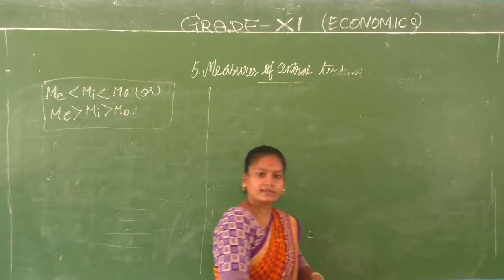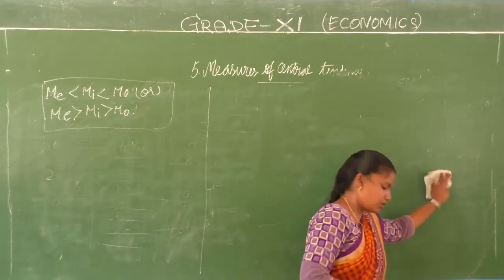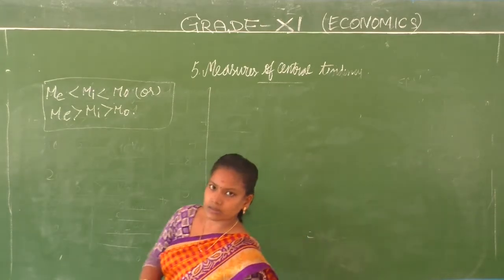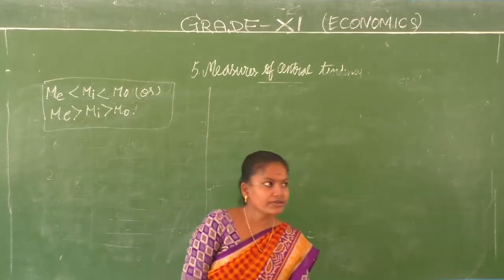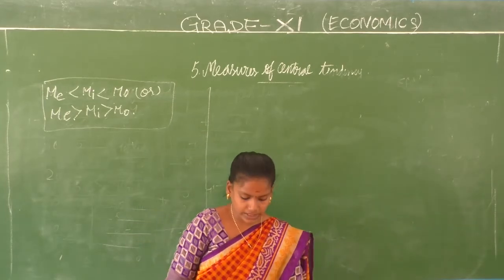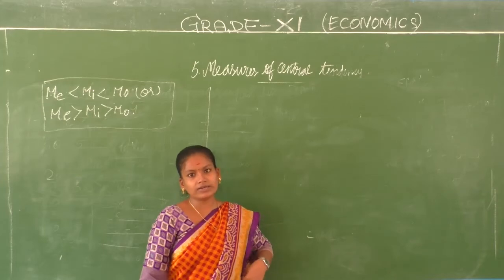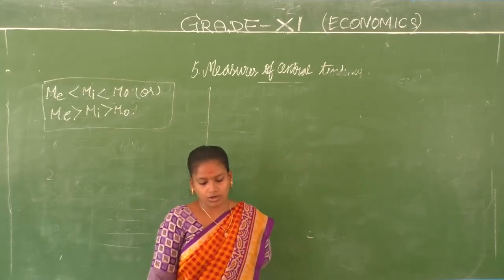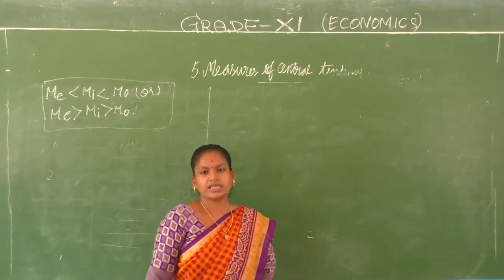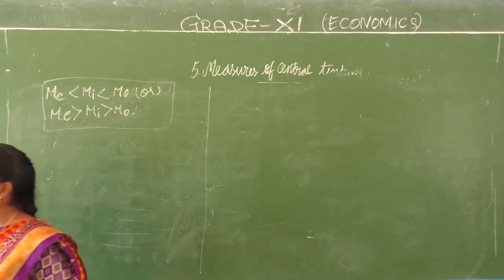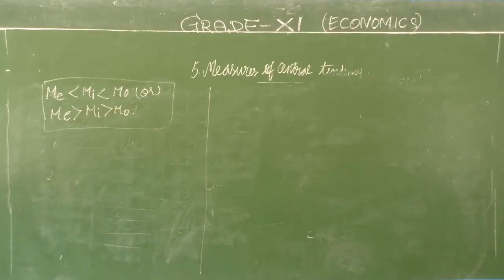With that, this chapter gets over, and I want you to do the problems. Right, children? And mode is generally used for qualitative data, not for quantitative. Mode is generally used for qualitative data, about the quality. And arithmetic mean is the most commonly used measure of central tendency. Right, children? It is the most commonly used measure of central tendency.